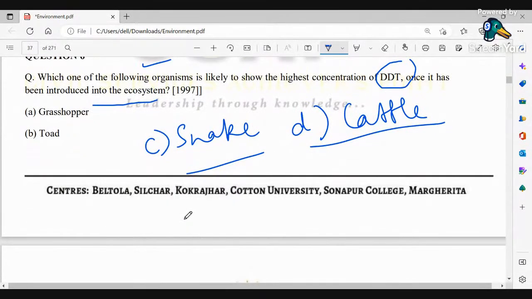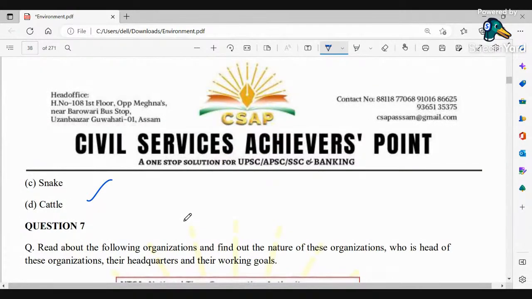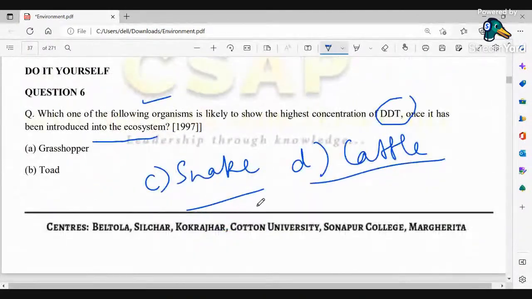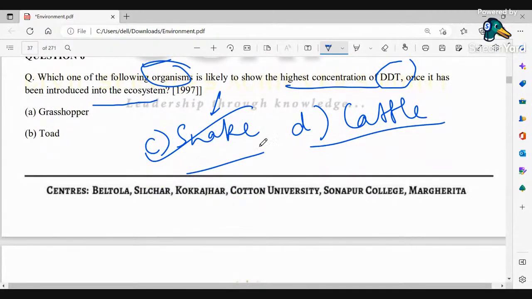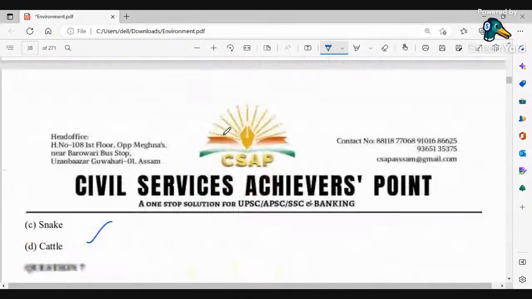Okay, snake, C. Okay, B, toad. Okay, so see, here the correct answer to this option is snake. Okay, that is, in these respective organisms, the one likely to show the highest concentration of DDT is basically snake. Okay, because we could see that if it would have been this one, that is hawk, or eagle, then it would have been hawk or eagle. But here, since cattle does not consume snakes, therefore snakes would have the highest concentration of DDT. Okay, fine.